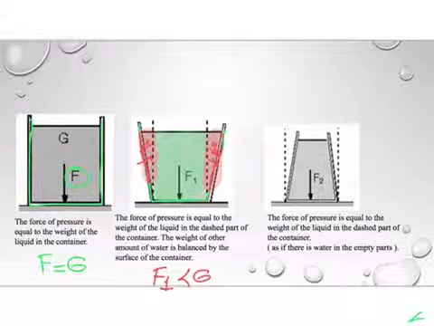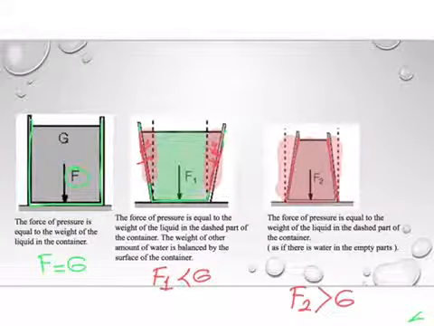In the third container, you see that it's getting narrower. The force of pressure is equal to the weight of the liquid in the dashed part of the container, as if there is water also in these empty parts. So here the force of pressure is bigger than the weight of the liquid.